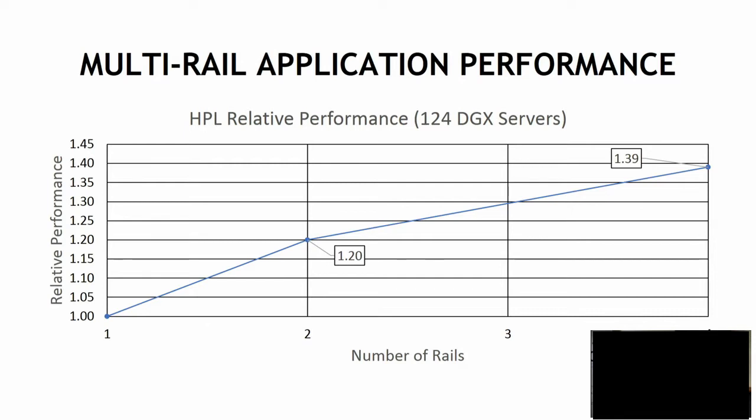And what we saw running on 124 DGX servers, so that means we have 496 active ports in a 2-layer tree on our cluster that we call Saturn V that we do for our own research projects. We found that by using 2 rails and 4 rails, scaling up, we saw a 20% increase by using the second rail, and then we got up to 40% increase in performance for using all 4 rails. Oh, wow.